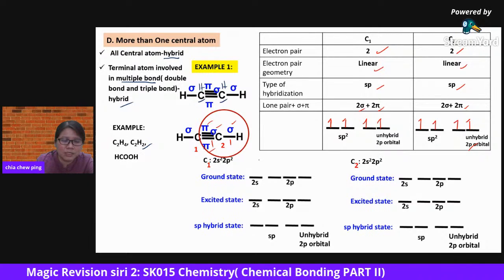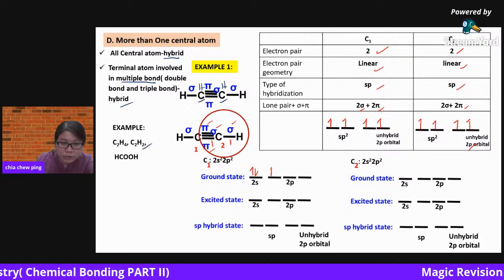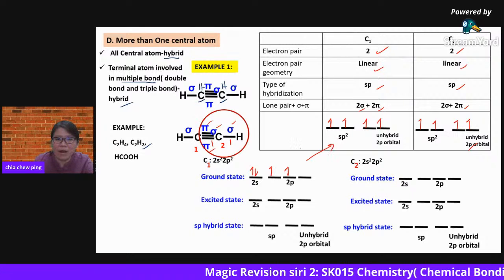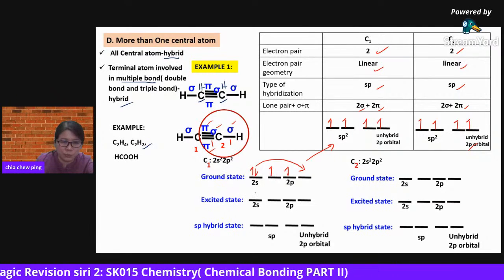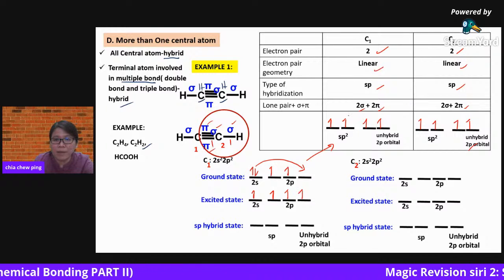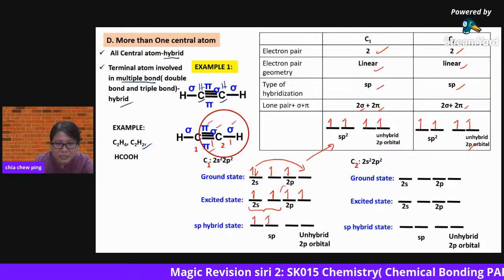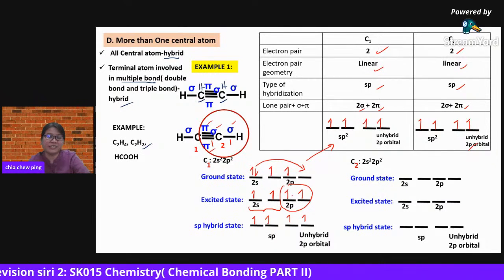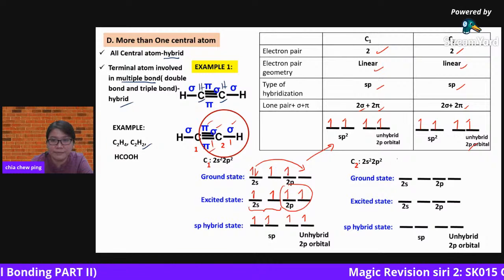Now we go to the ground state. Carbon 1 is 2s2, 2p2. You check what you expect: you must get 4 ampere, meaning you need to jump 1 electron from 2s to 2p. After that, I combine sp. These 2 are considered unhybrid 2p orbitals, not involved in the hybrid, but involved in the pi.